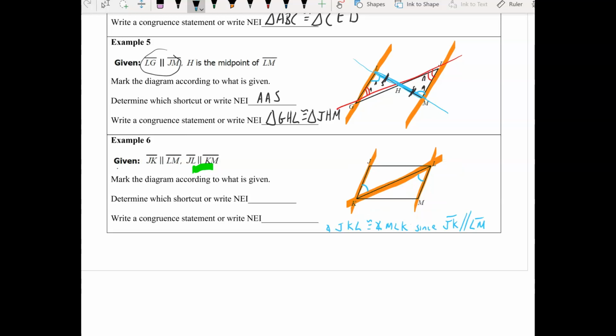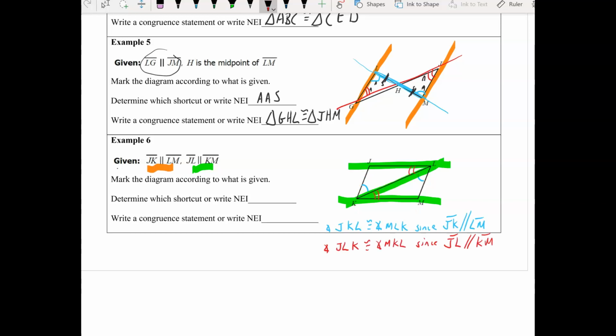Okay, so there's my first pair of congruent angles, and that's because JK is parallel to LM. That's this one. Okay, there's my second pair of congruent angles based on the parallel lines. And then the last thing is that that middle is congruent to itself. So now we're looking at angle, side, angle goes with this angle, this side, and this angle. So our shortcut, angle, side, angle.